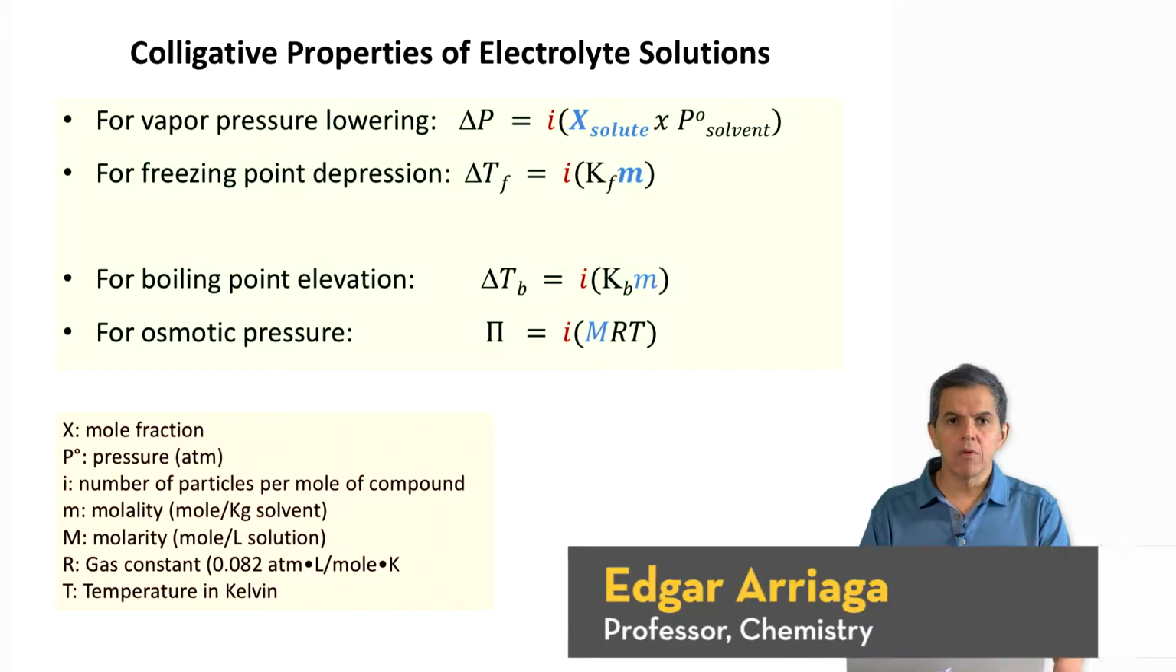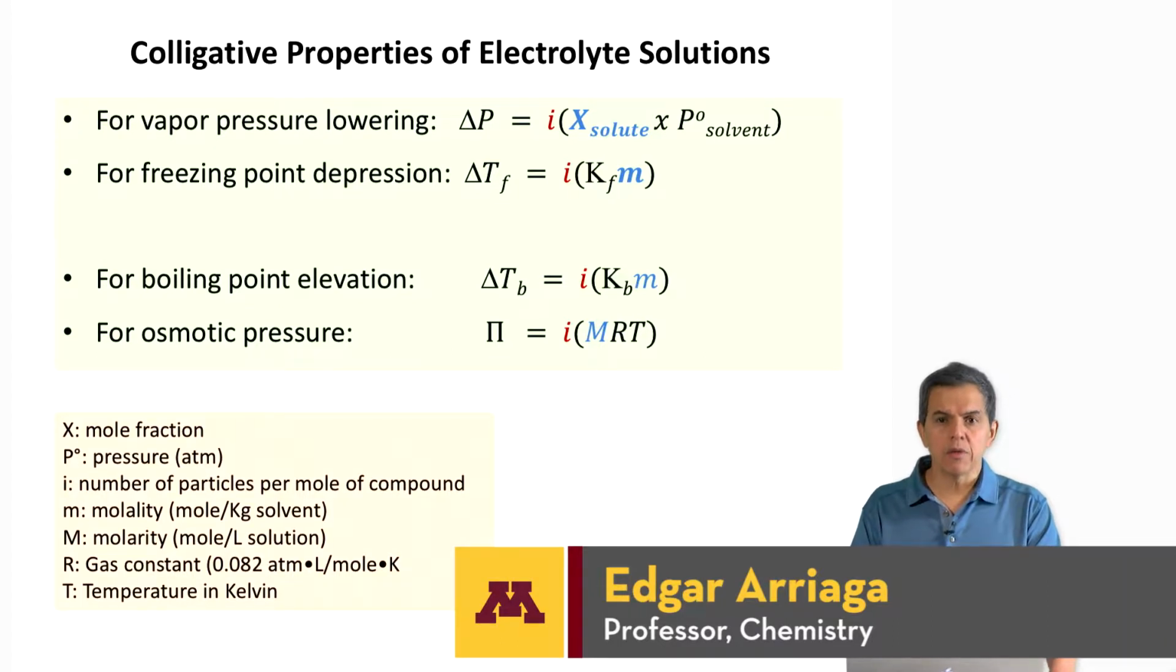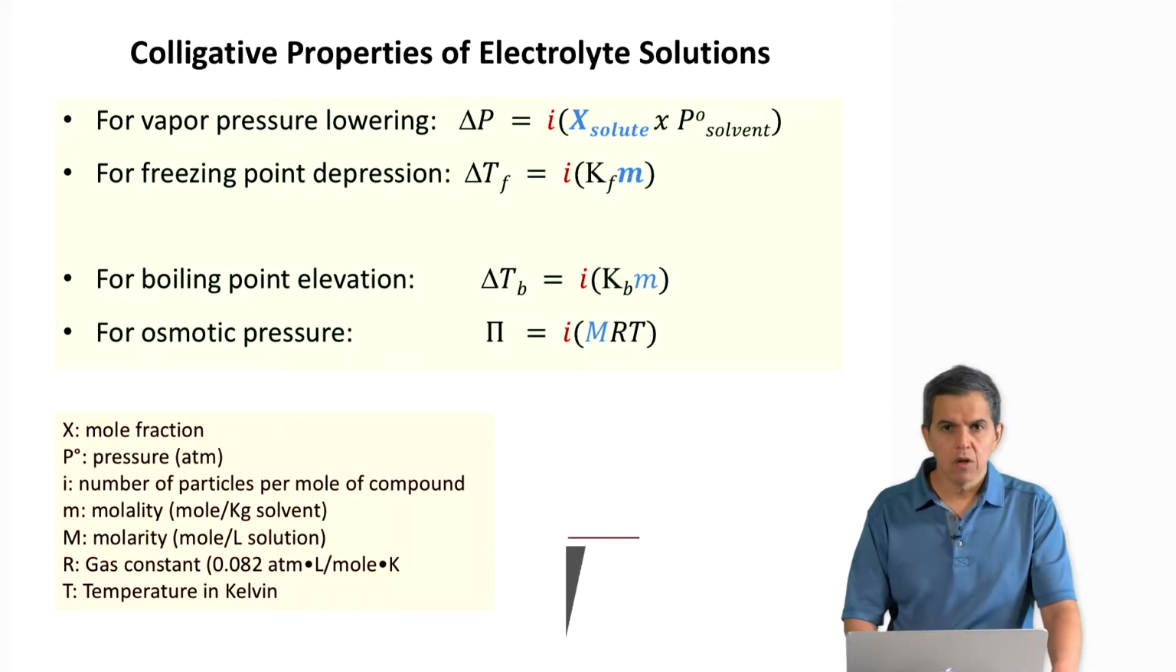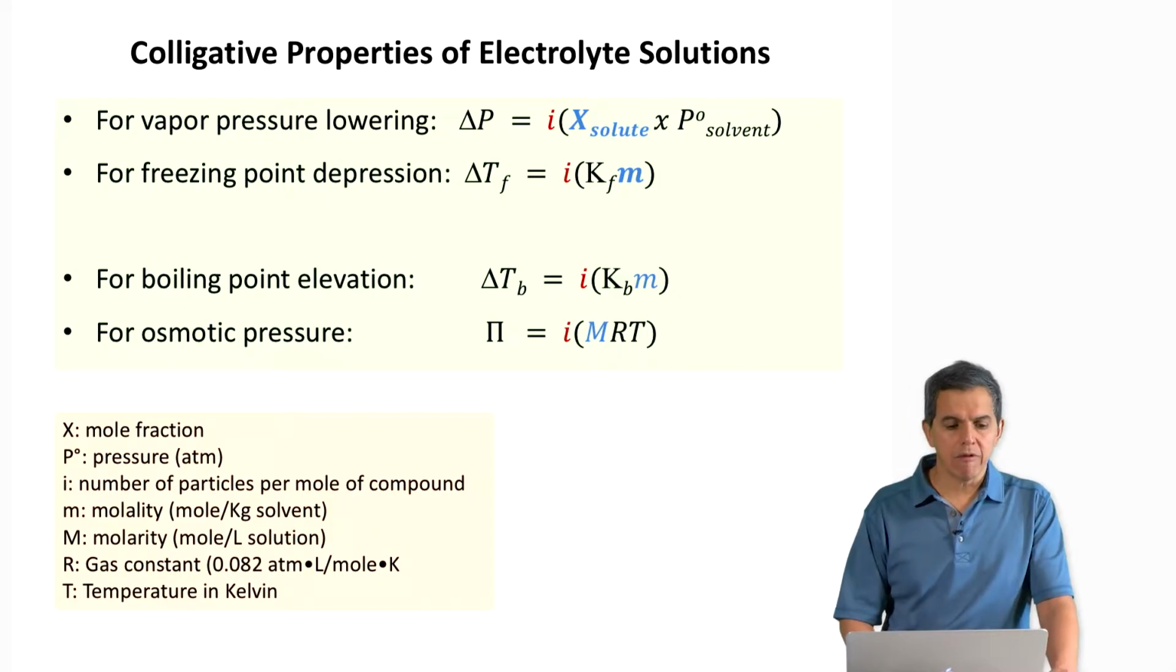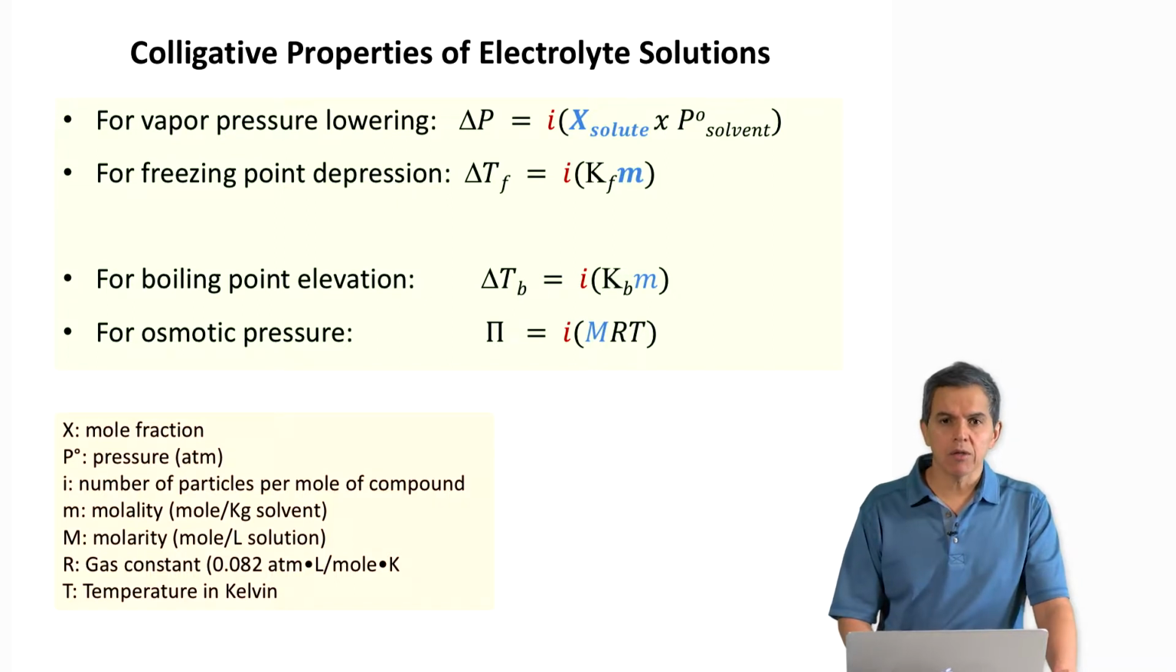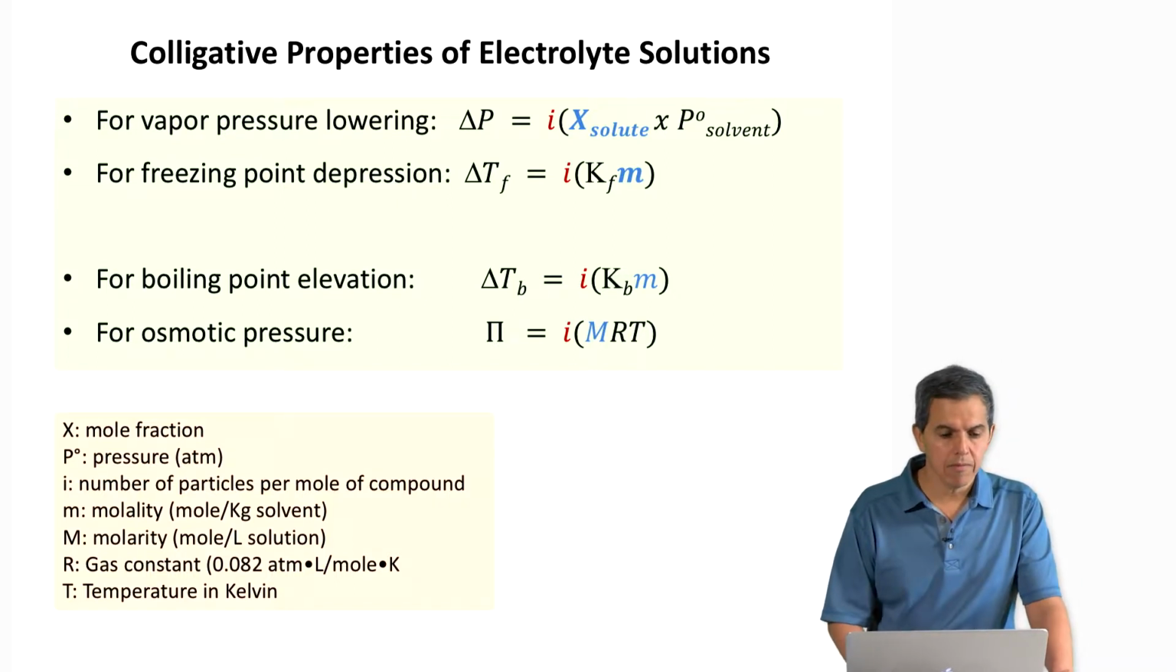This is a short review of colligative properties of electrolyte solutions. The key concepts to remember here are that these properties refer to vapor pressure, freezing point, boiling point, and osmotic pressure that change as a result of the presence of a solute in solution.